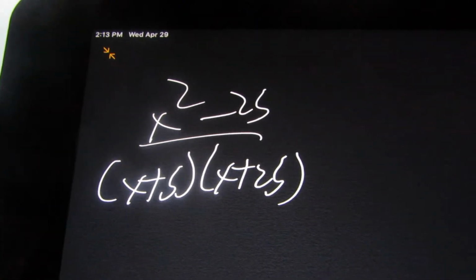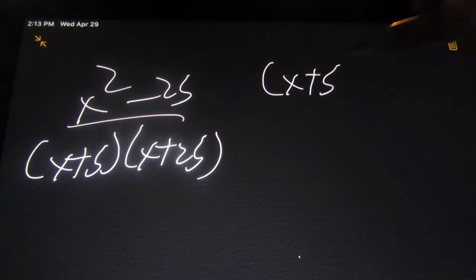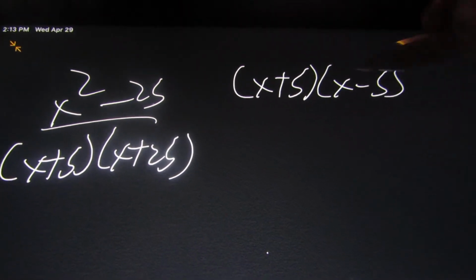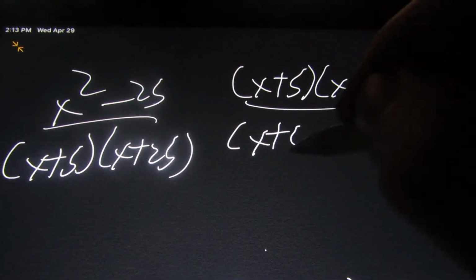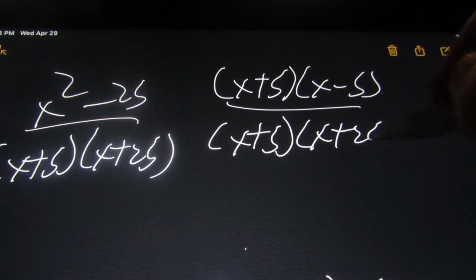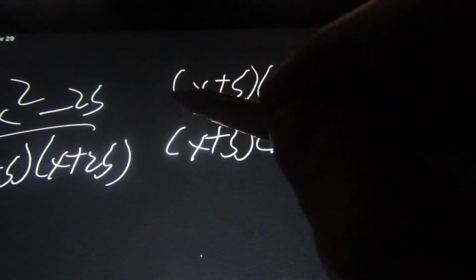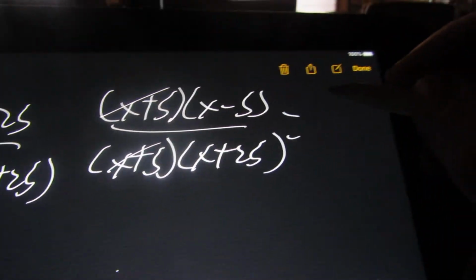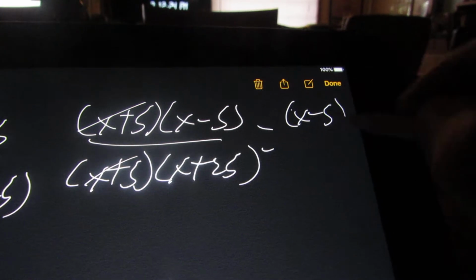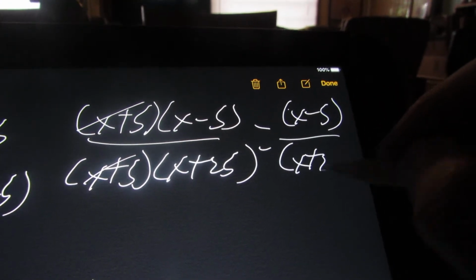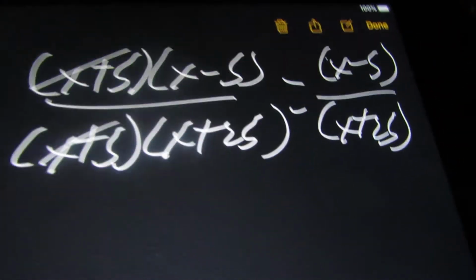I have here a difference of two squares, which is (x plus 5) times (x minus 5) over (x plus 5)(x plus 25). I can cancel the x plus 5s, and I'm left with (x minus 5) over (x plus 25).